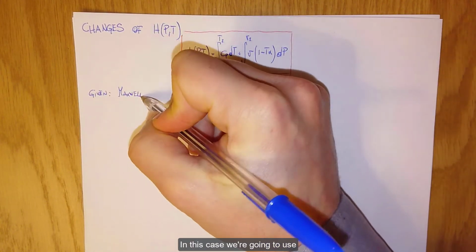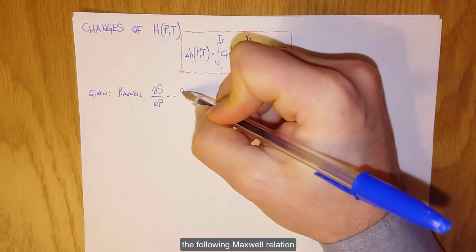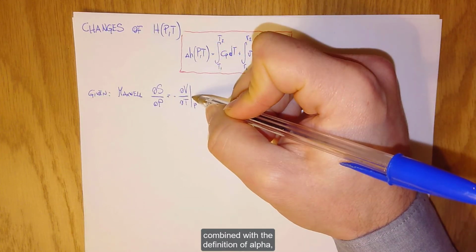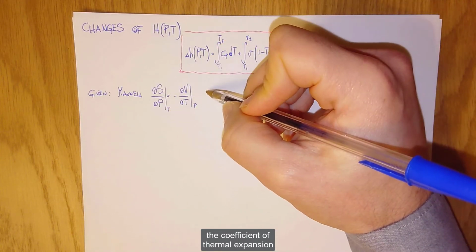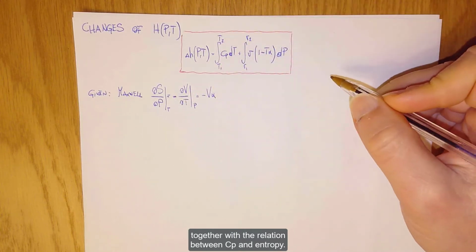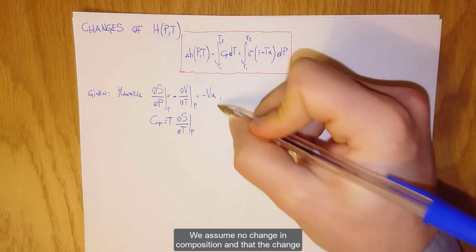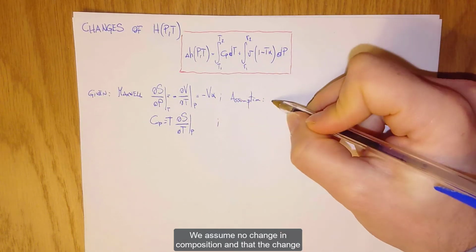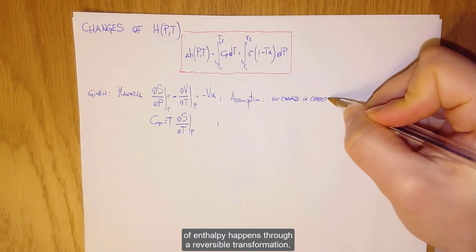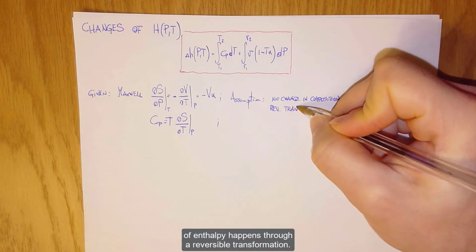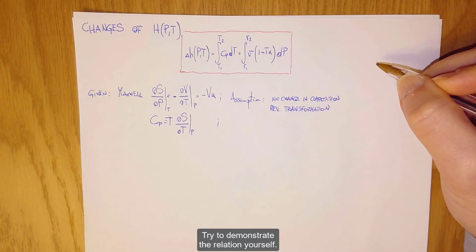In this case, we are going to use the following Maxwell relation, combined with the definition of alpha, the coefficient of thermal expansion, together with the relation between Cp and entropy. We assume no change in composition, and that the change of enthalpy happens through a reversible transformation. Try to demonstrate the relation yourself.